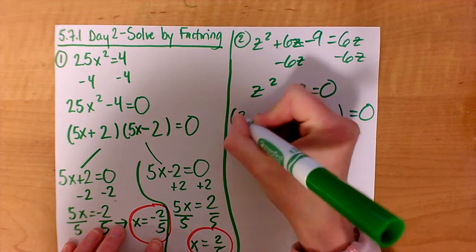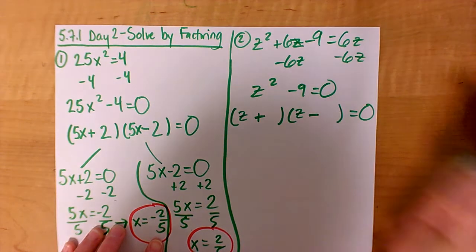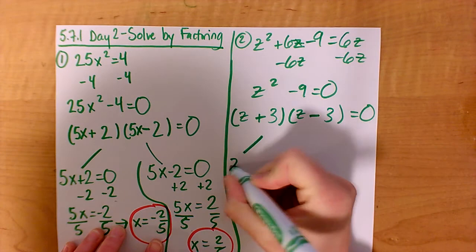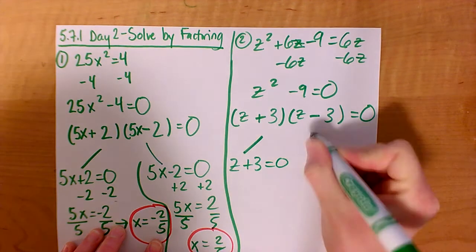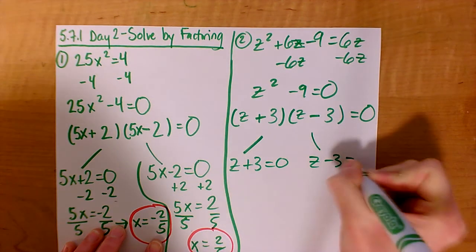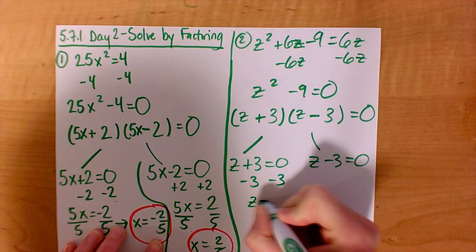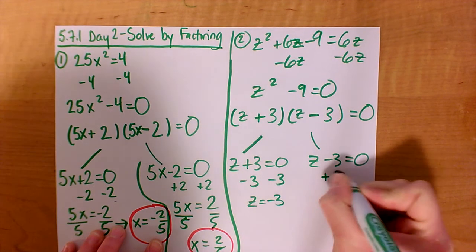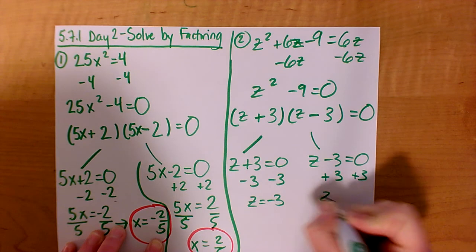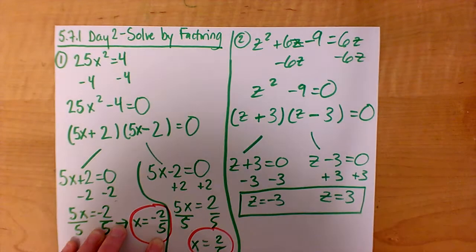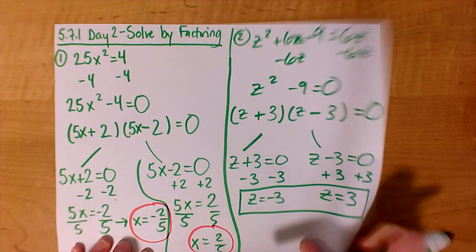Alright, the square root of z squared is z. And the square root of 9 will have 3 and 3. So we can separate these, and we'll have z plus 3 is 0, and then z minus 3 is 0. And then solving each of these, we subtract 3, z is negative 3, add 3, and z is a positive 3. So our two solutions are positive and negative 3. Alright, going on to number 3.